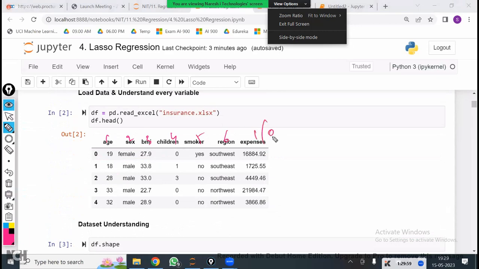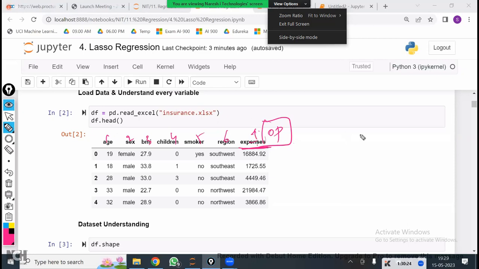This is the output variable. How to identify the output variable? Based on the business problem. First understand the business problem so that you'll understand what the output variable is. Whichever one they are asking to predict, that is the output variable. So I want to predict the expenses, which means this is the output variable. So here I have one output variable and 6 input variables.